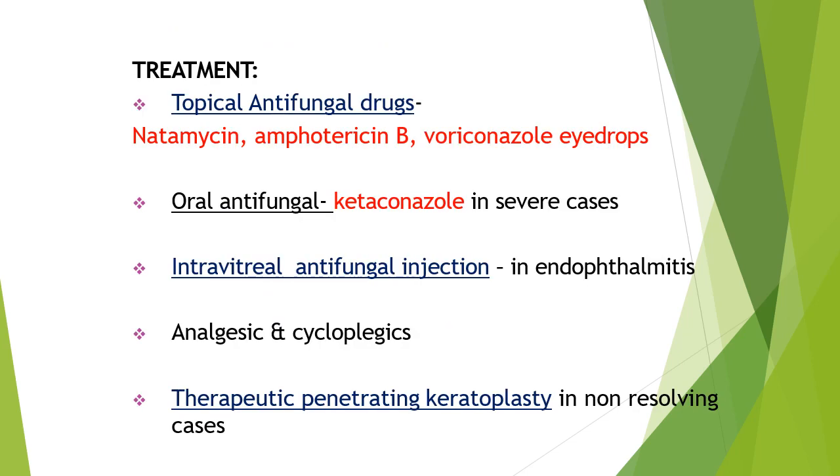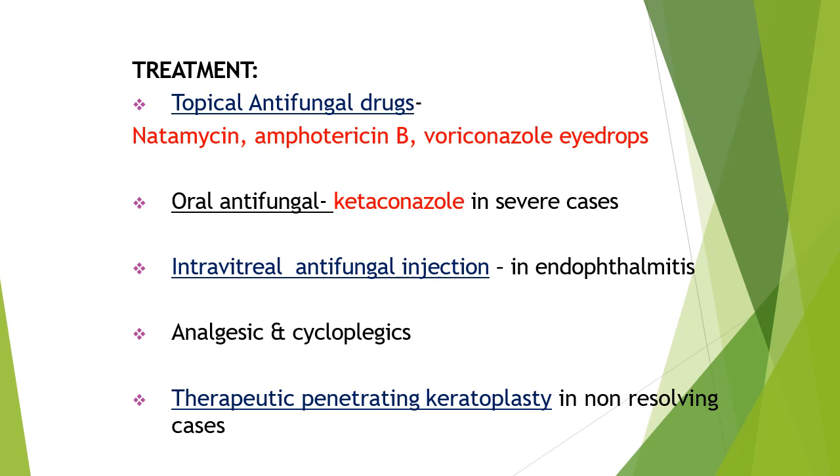Then what is the treatment? The treatment is broad spectrum antifungal drugs in topical form: natamycin, amphotericin B, and voriconazole drops are available. Sometimes the patient needs a single topical drug, sometimes multiple drugs. And if the severity is more, with stroma involved in more than two-thirds of the cornea, you can go for ketoconazole after checking the liver function test.